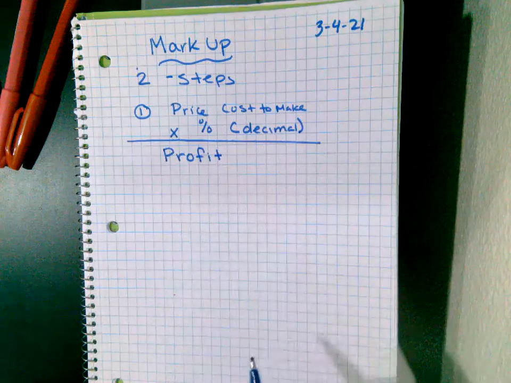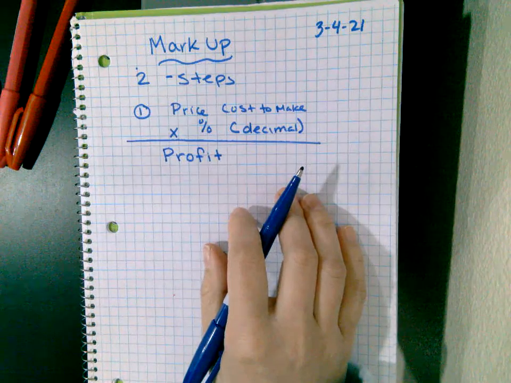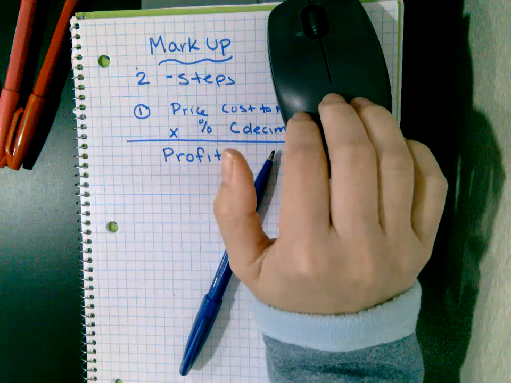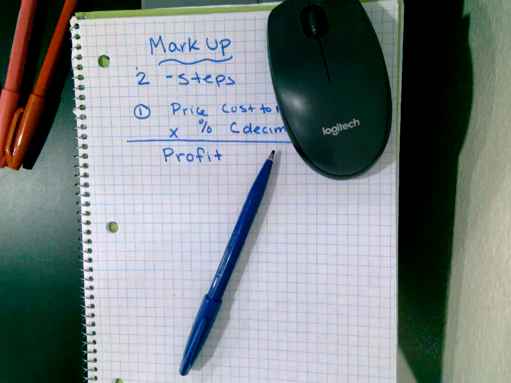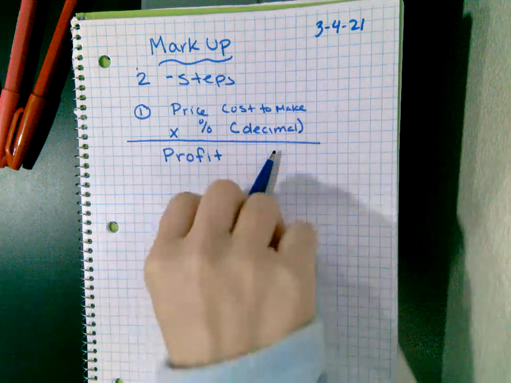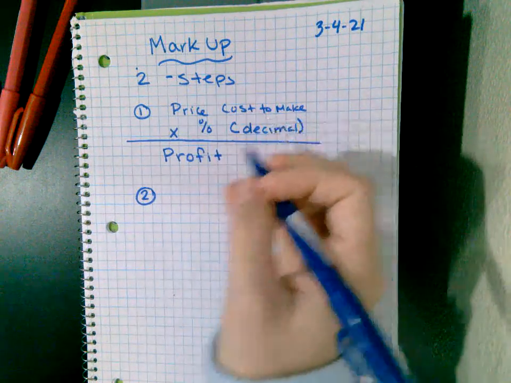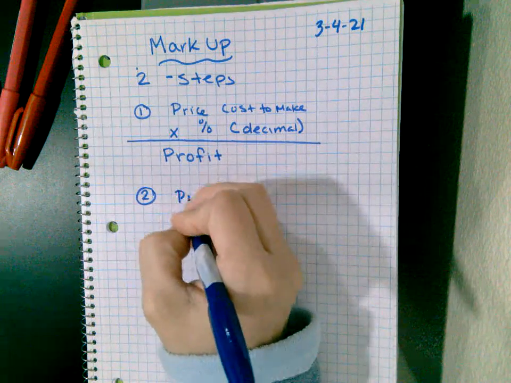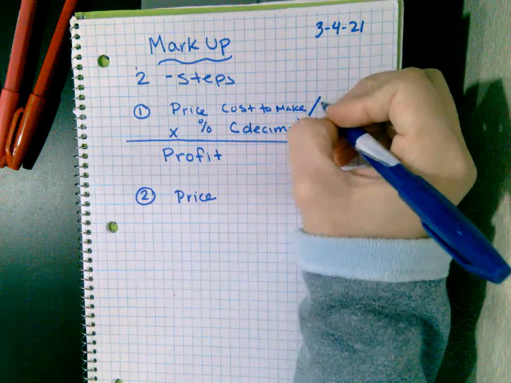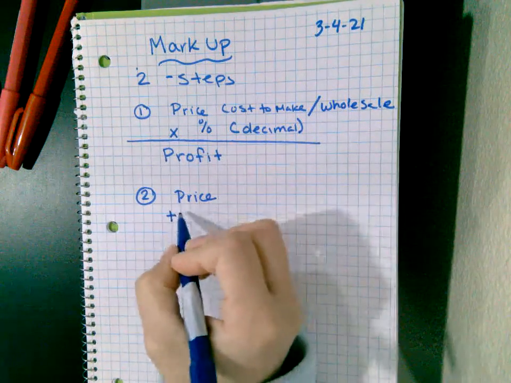I'm sure many of you have heard of the word profit. Profit is the money that the store makes. So if the mouse cost Target $1 and they charged me $9, then they're making a profit of $8. Okay? And then step number 2 is you take the price, the cost to make it, the original price, the wholesale price. It's called wholesale price. And then you add your profit.